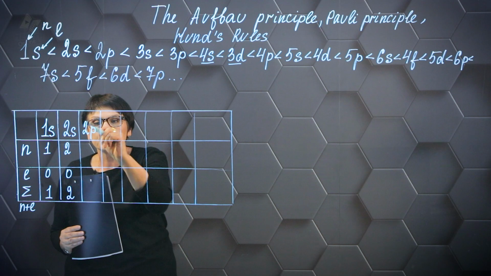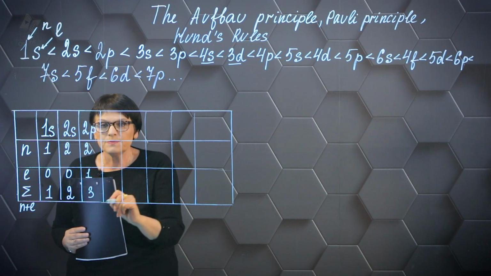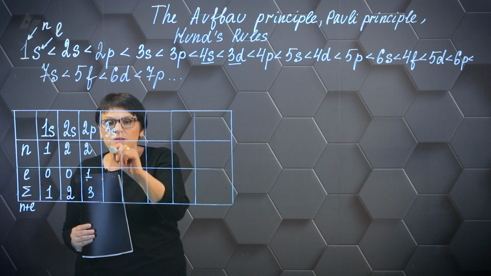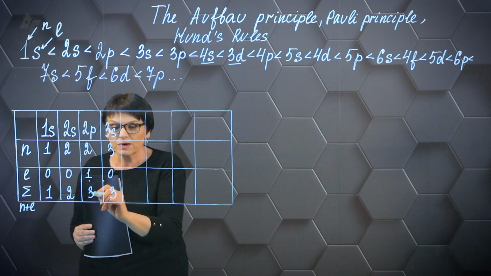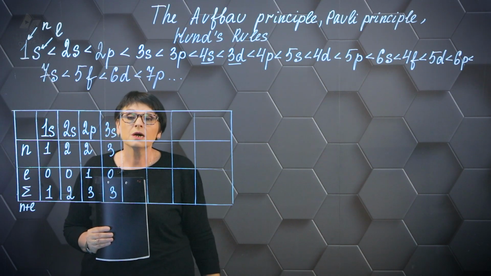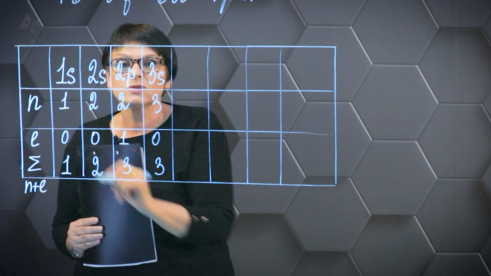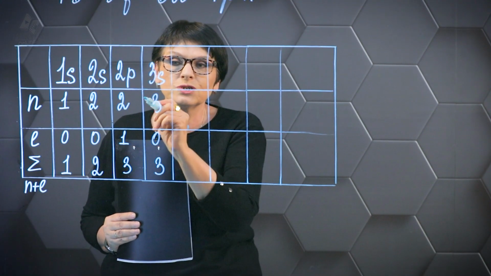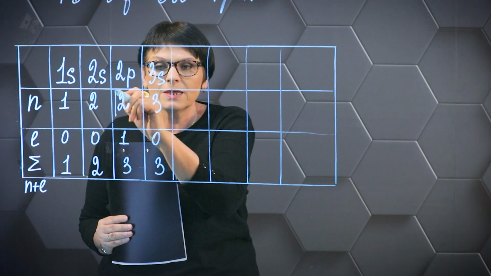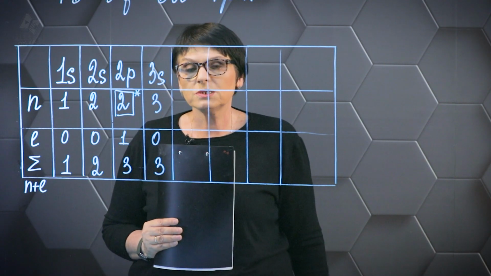Next, 2p. Then the next one will be 2 here. There will be 1 and 3. 3s. 3 here, L would be 0, and the sum equal to 3. Now let's see, formally they have these sums equal to the same value of 3. Why then does 2p come before 3s? The point is that the main quantum number is in general not accidentally named the main number, because the number which is the smallest, and the smallest is in this case here, then this value should go before, precisely because the main number is the smallest.